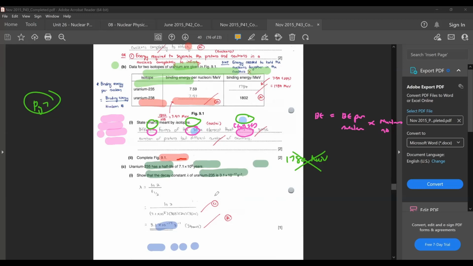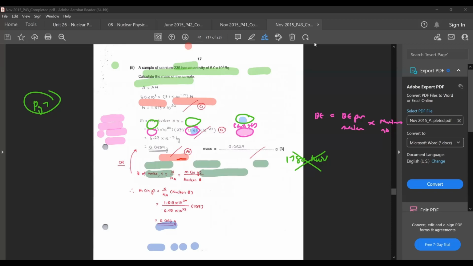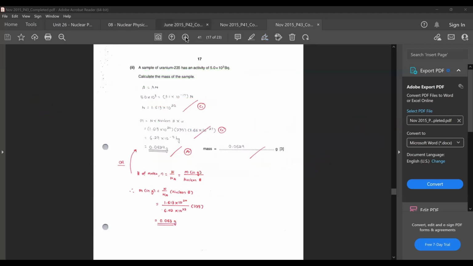Okay, so this is pretty straightforward. And then the last one: you have a sample of uranium-235 that has an activity of 5 times 10 power 3 becquerels. Find out the mass of the sample.